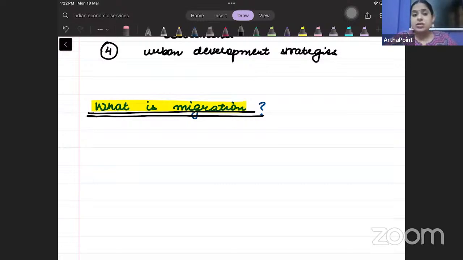Word itself says movement of people, geographical movement of people from their residence to any other place. मतलब अगर my residence is in Delhi, अगर मैं दिल्ली की हूँ, so whenever I go from Delhi to any other place, that will be called as migration.